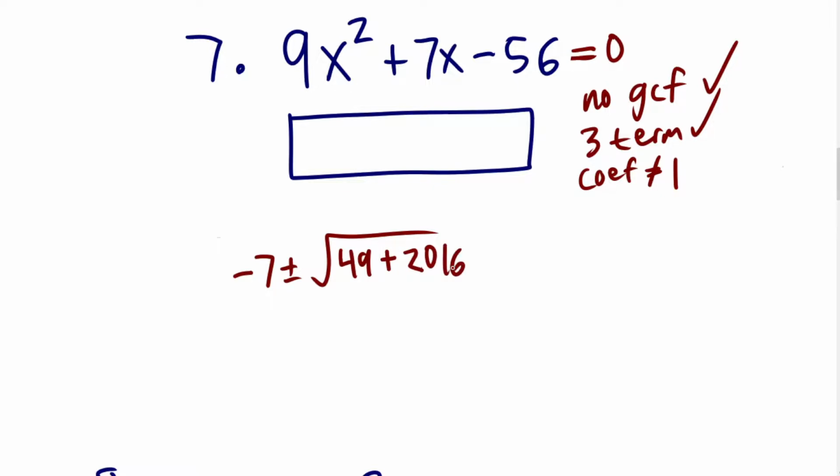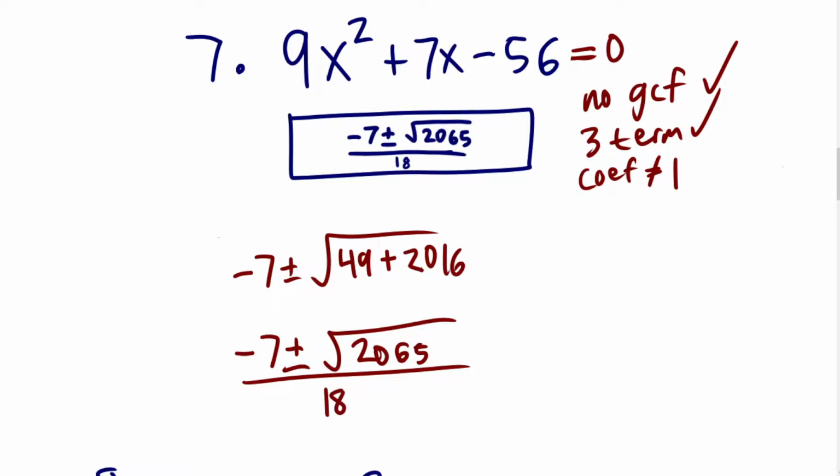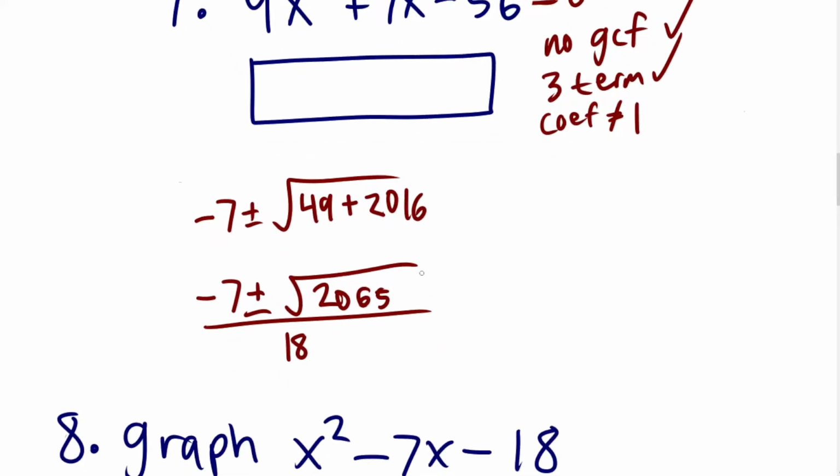We're going to add those together. 2016 plus 49 is 2065. So we'll have 2065 divided by 2 times 9, which is 18. And then we can't take anything out. 2065, you can try. It'll be 5 and 413. Whoops.